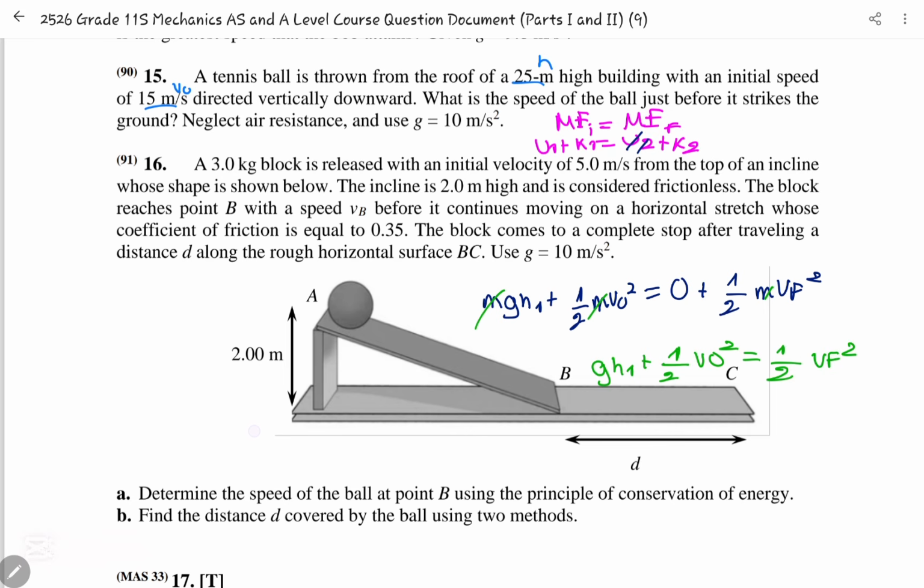So substitute the values. g is 10. 10 times 25 plus 1 over 2 times 15 squared is equal to 1 over 2 times the v final squared, which we need to find. So you move 1 over 2 to the other side. It turns into 2 times, open brackets, 10 times 25 plus 1 over 2 times 15 squared, close the brackets, you will get 725. Do a radical and I got my final velocity, let me just check my answer. Yes, it's correct, to be 26.9 meters per second. That's it for question 15.